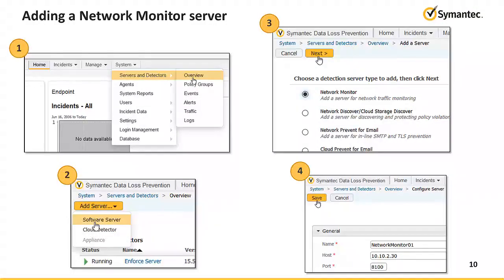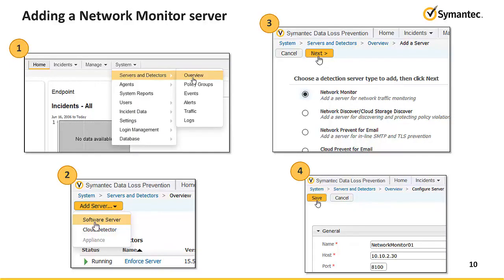After these prerequisites have been met, add a Network Monitor server as follows. Step 1. In the Enforce Server Administration Console, navigate to System, Servers and Detectors, Overview. Then click Add Server. From the drop-down list, select Software Server, then select Network Monitor and click Next. Enter a descriptive name for the Network Monitor server, specify its IP address, and leave the port value set to 8100, unless you need to use a different port for Enforce and Network Monitor server communications.